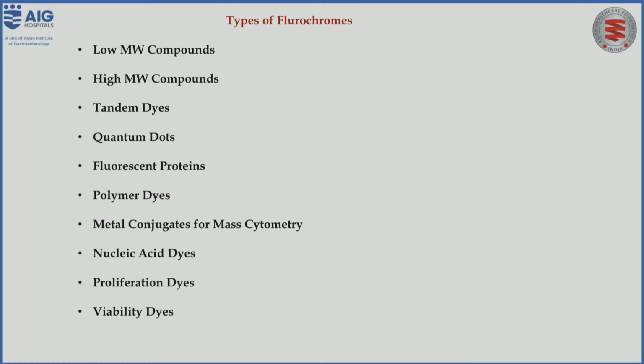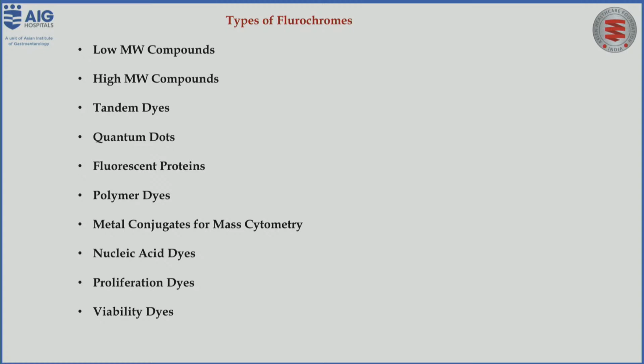And coming to tandem dyes, these are a combination of low molecular weight and high molecular weight compounds which are covalently bound, where tandem dyes are prepared. For example, PE-Cy7, which is a tandem dye of phycoerythrin and cyanin, which will have a brighter emission, where we can detect rare populations also using tandem dyes.